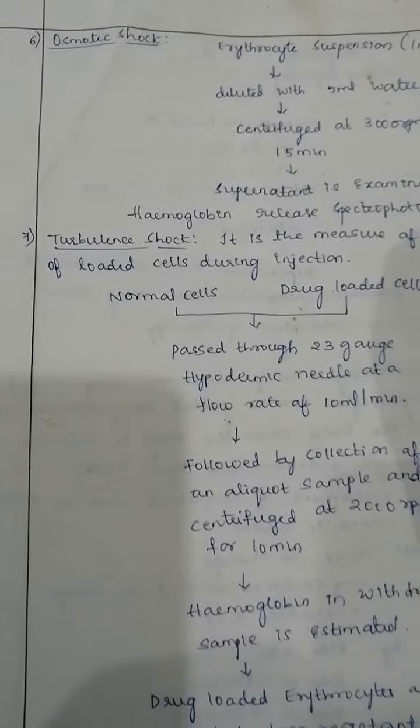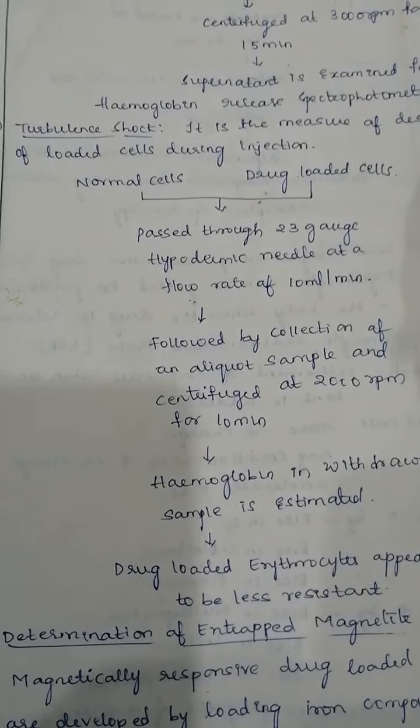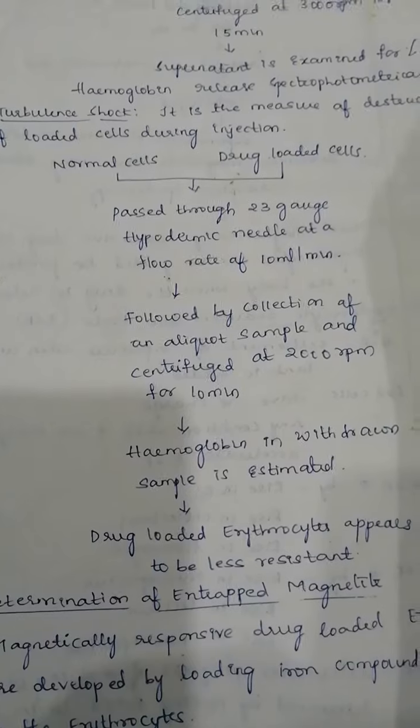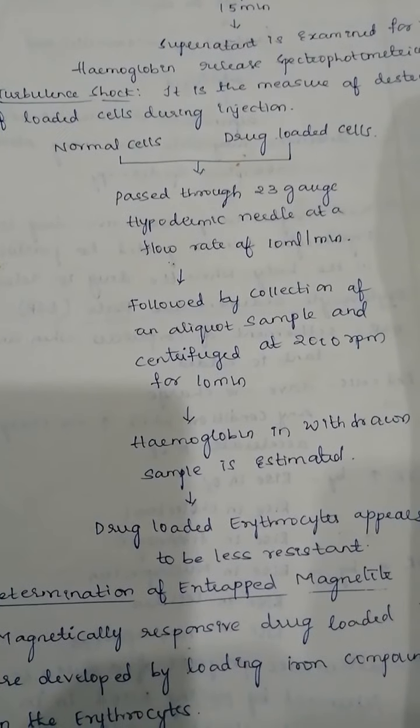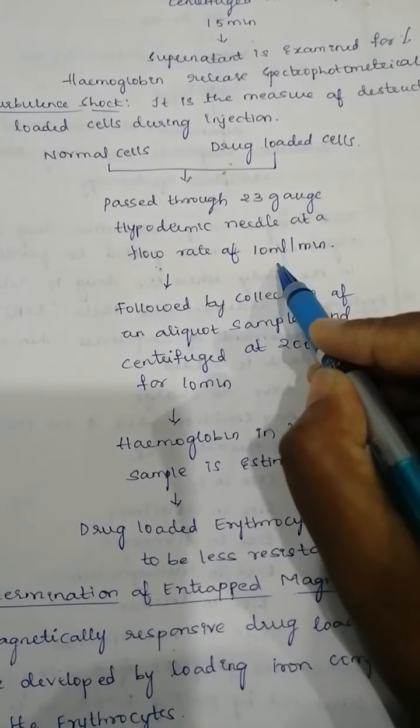Next, turbulence shock. Turbulence shock is nothing but a measure of destruction of loaded cells during injection. So after loading of your drug, we are going to inject that into your blood. So during that process, we have turbulence shock. What happens here, normal cells and drug loaded cells will be taken and they are passed through a 23 gauge hypodermic needle at a flow rate of 10 ml per minute.